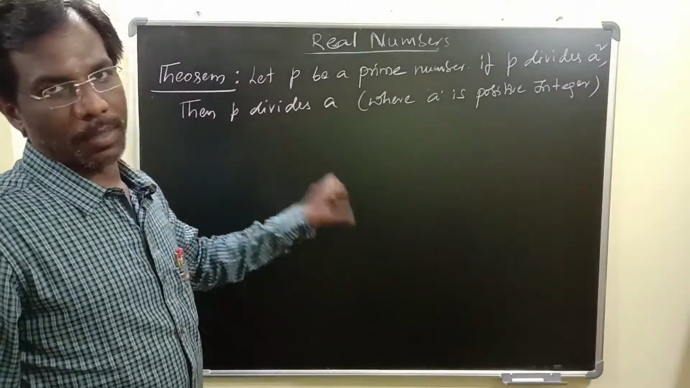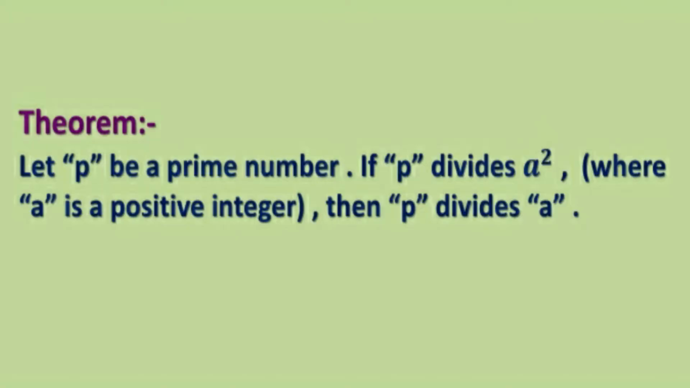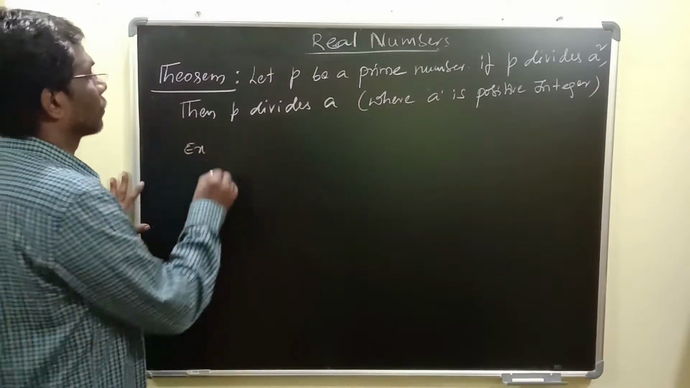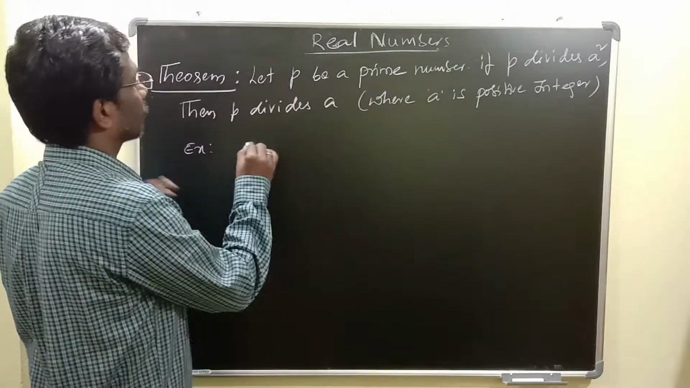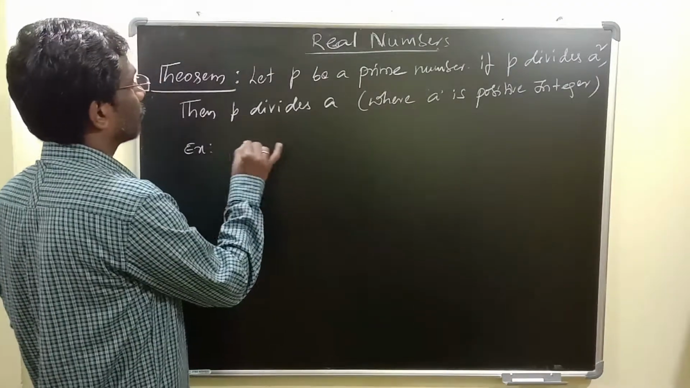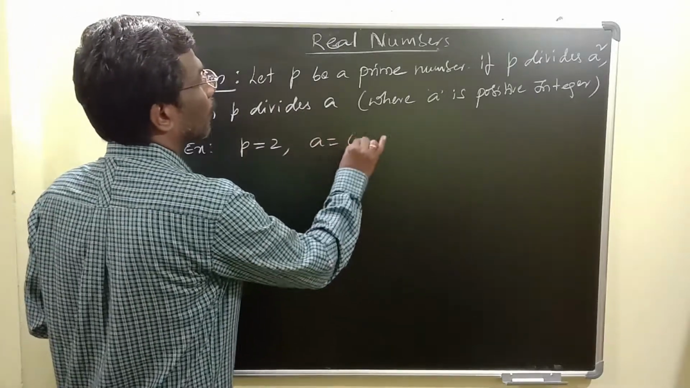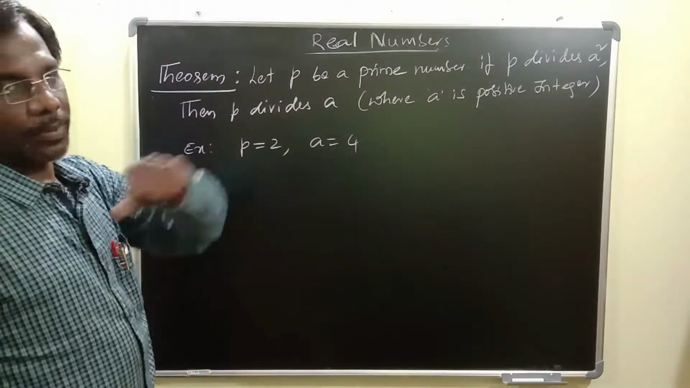Now in 10th class, we are going to study this type of irrational numbers. So I am explaining one theorem. What is the theorem? Let p be a prime number. If p divides a square, then p divides a, where a is a positive integer and p is a prime number. For example, we take 2 is a prime, so p is equal to 2, and take a is equal to 4. 4 is a positive integer.